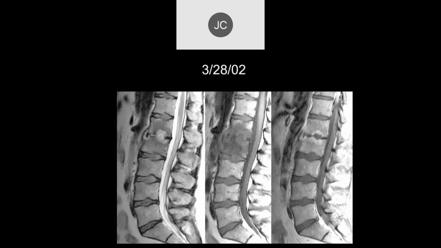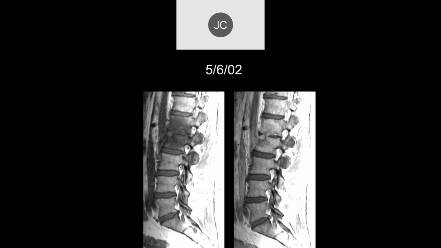Yes. So there's extension into the superior, into the disc, and also the L2. And then on the T1, we lose the end plates again. So yeah, a typical classic infection.